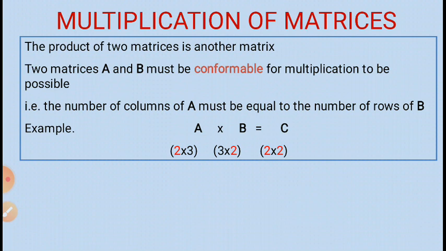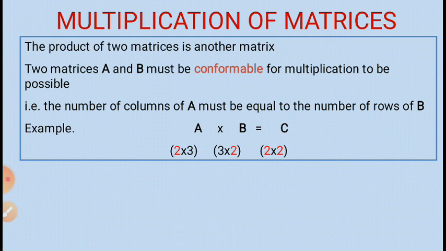In this example, the order of A matrix is 2 into 3 and the order of B matrix is 3 into 2. And for the new matrix, we'll get the order 2 into 2. It is obtained by the row numbers of A matrix and the column numbers of B matrix.